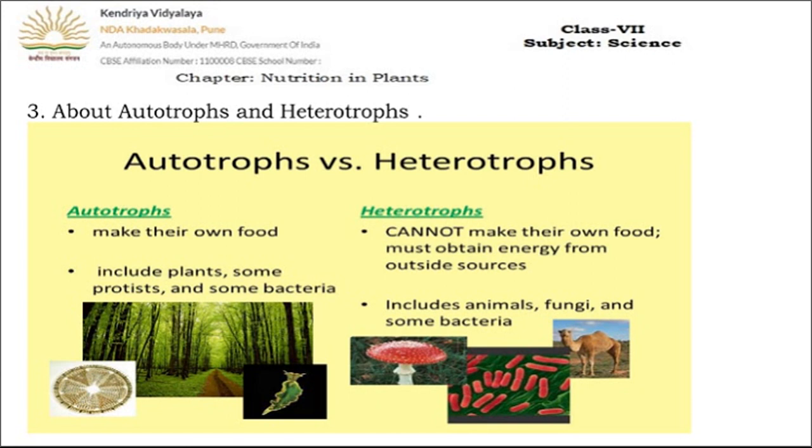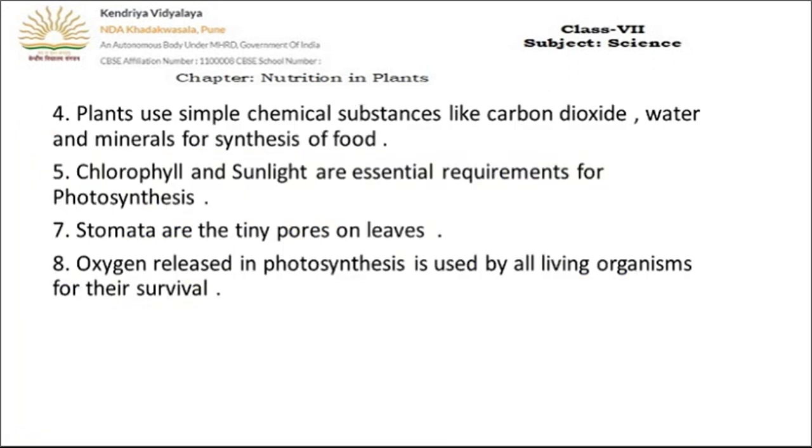Okay. Whereas heterotrophs include animals, because all animals are heterotrophs. All the animals, including humans, cannot prepare their own food. Okay. Non-green plants, fungus is also heterotroph, because fungus cannot prepare its own food. Then some of the bacteria are also heterotrophic, because they cannot prepare their food. Okay. Let's have a look at the next slide now.